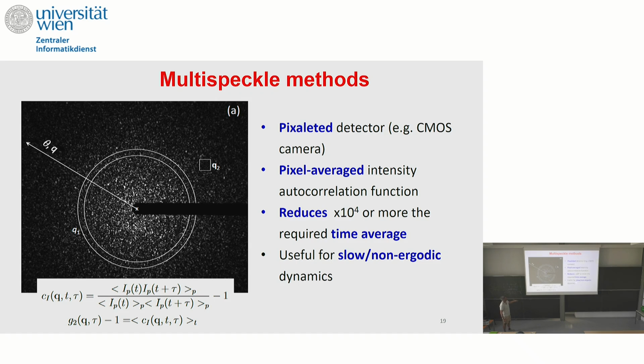I can study dynamics that are non-ergodic. I don't want to go into the details, but one can show that this pixel average, to some extent, is equivalent to doing an ensemble average. And then the final thing is I can address dynamics that evolve with time. Since I don't have to do a very long time average, if my dynamics are evolving with time, I can do a short measurement here, and then another short measurement a bit later, and another a bit later, and I will get the full evolution of the dynamics. So this is quite convenient.